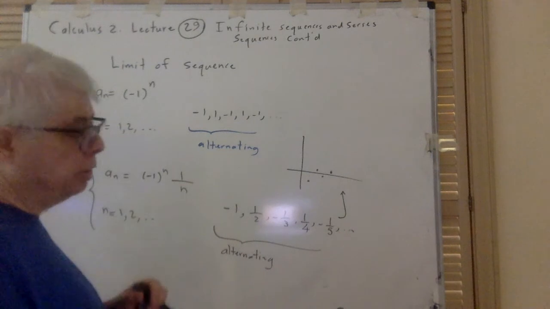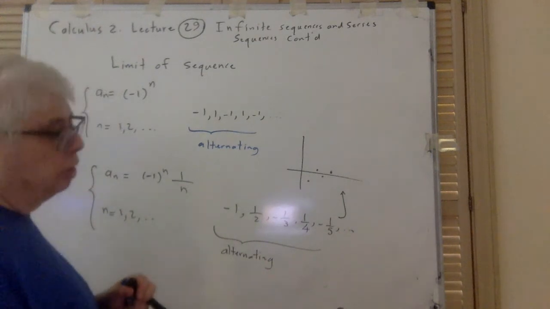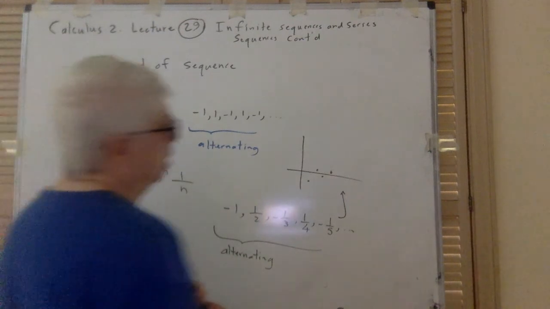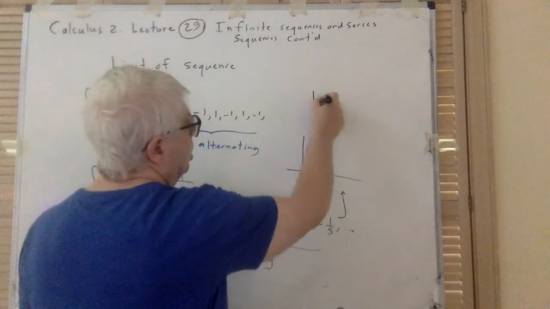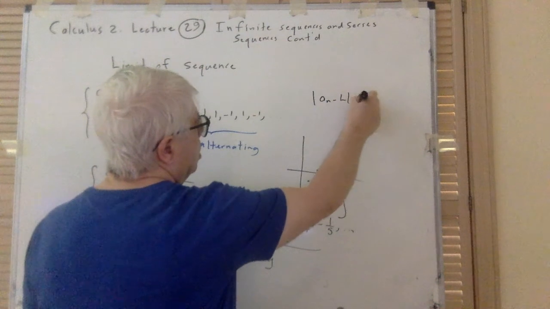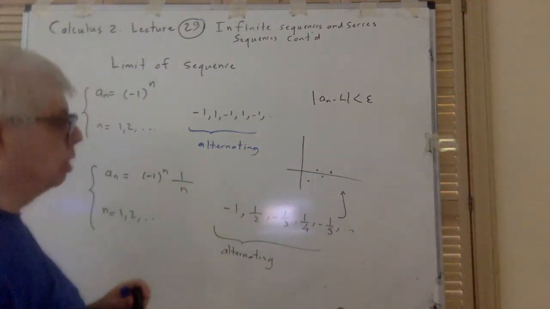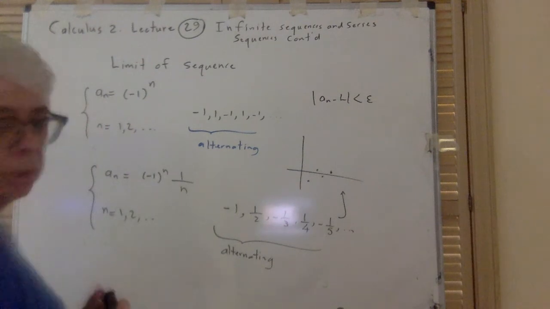And that's why I use absolute value. I use absolute value for the limit, and I said absolute value of an minus L is less than some epsilon, given epsilon. Because it might be like this, jumping up and down.